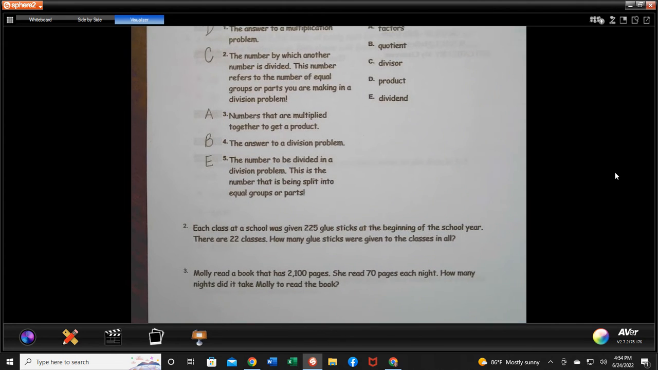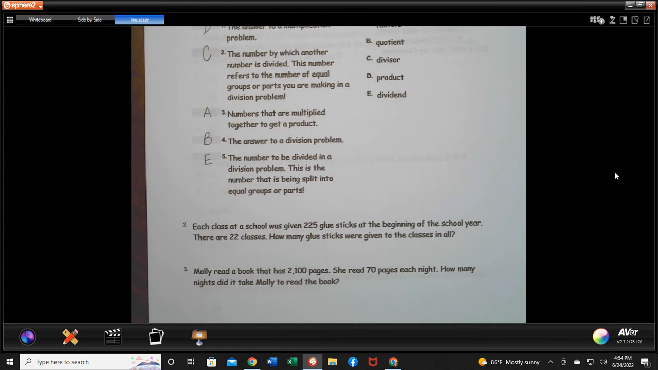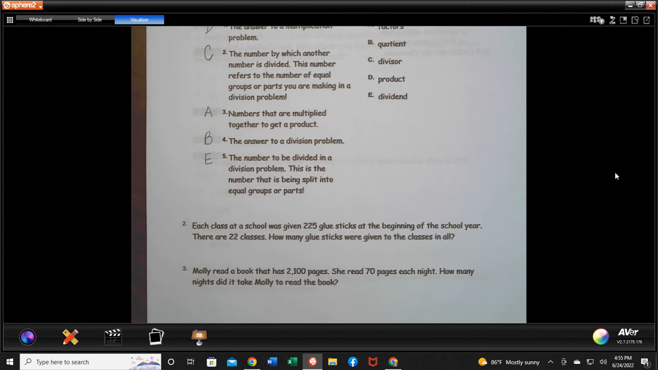Each class at school was given 225 glue sticks at the beginning of the year. There are 22 classes. How many glue sticks were given? All right, so I am actually at home. I don't have all my necessary items with me. I can write pretty neat. So I'm going to work this multiplication problem out on paper.